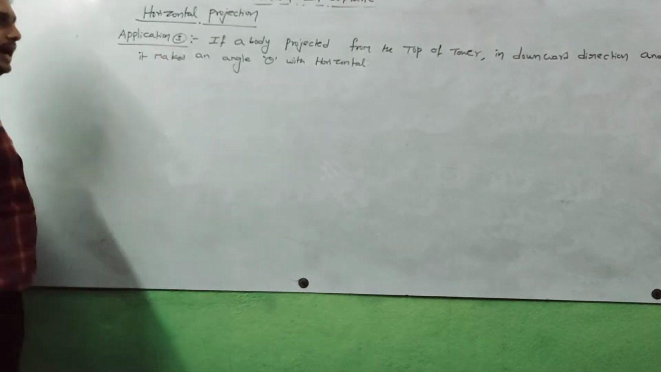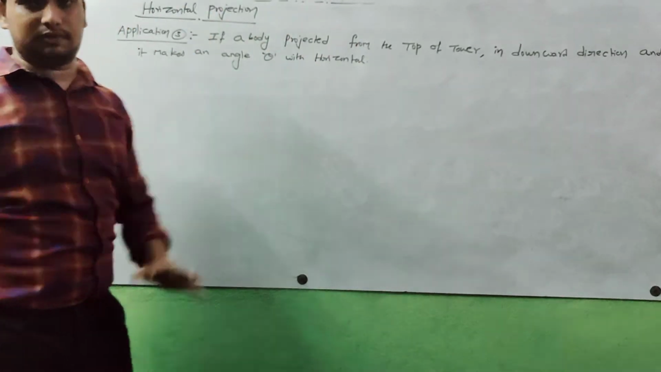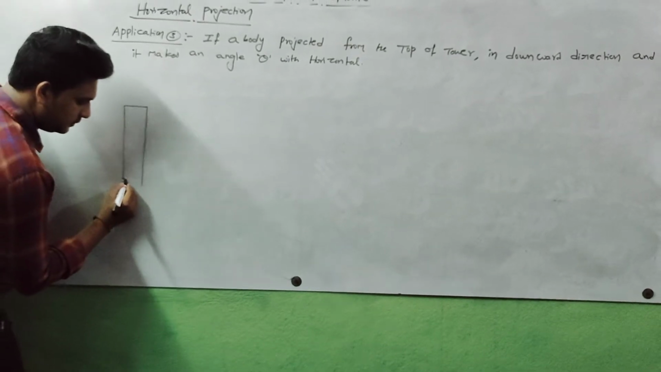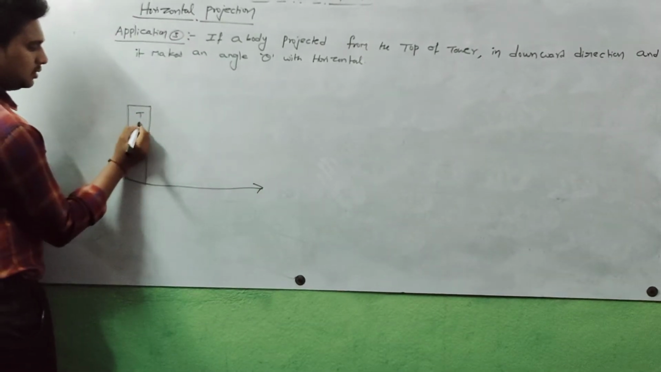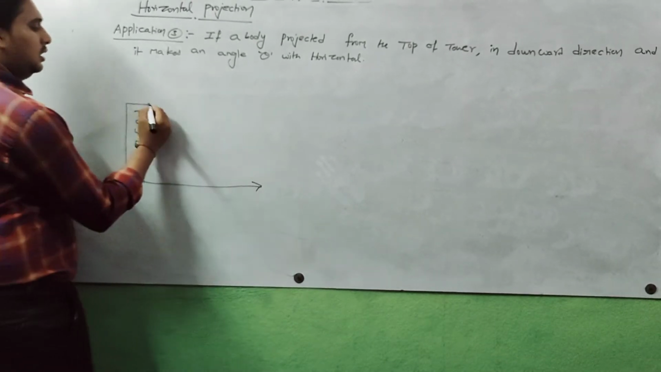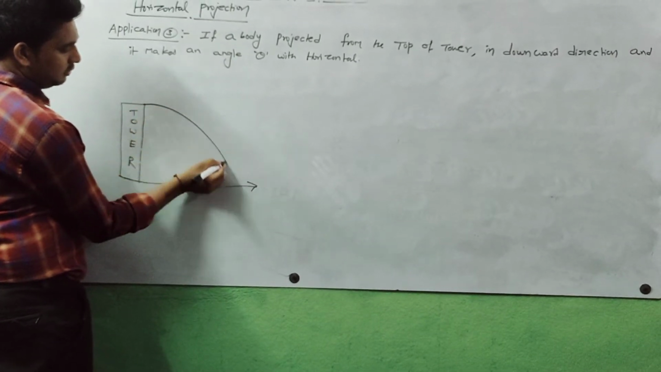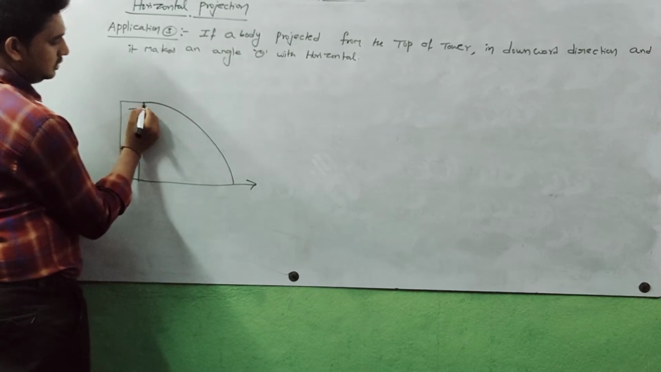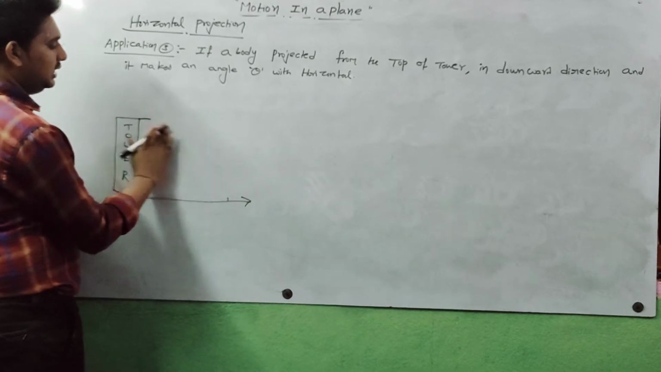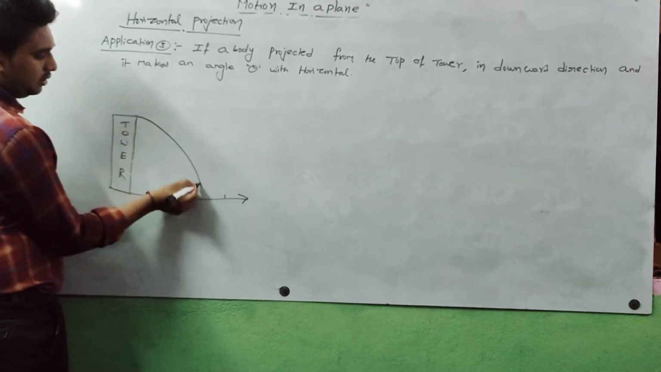So how to represent it in a diagram? First of all, what is this concept? If a body is projected from the top of a tower, that means we represent it as a tower. Here, the body is projected vertically downwards from the top of the tower.